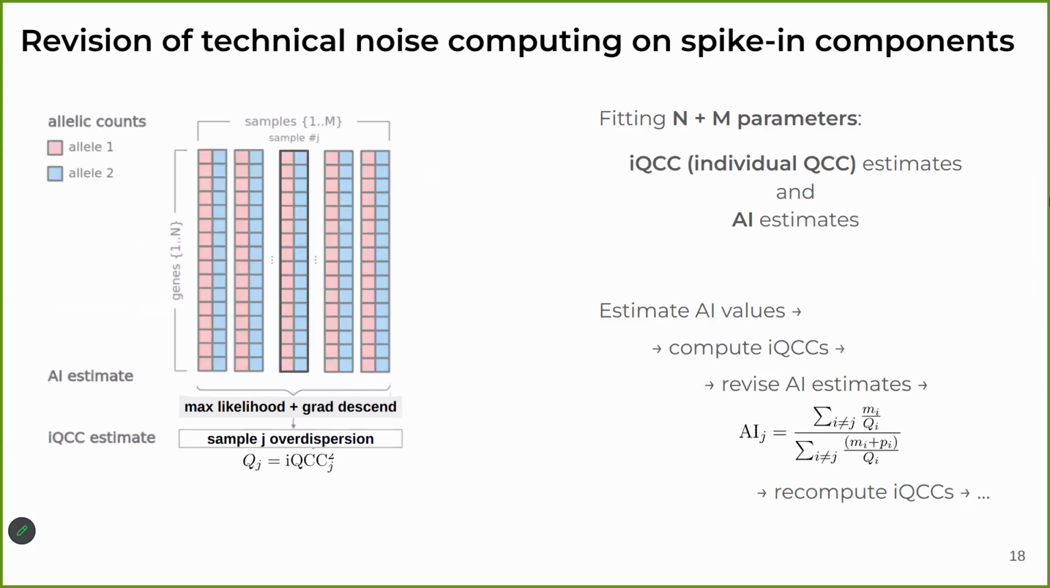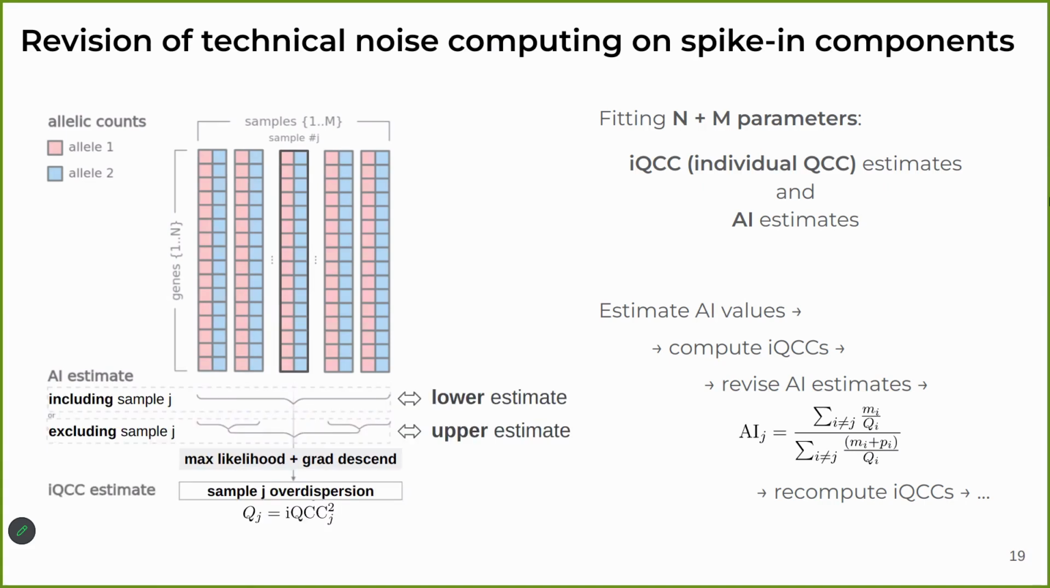Now about the procedure. Since the main advantage of the spiking methodology is the number of samples to which spiking RNA was added, we want to aggregate all information available from spiking components. To do so, we will fit n plus m parameters, where n is the number of genes and corresponds to allelic imbalance values, and m is the number of samples or individual QCC values to fit. We want to iterate estimating allelic imbalance values and fitting IQCC for each sample until convergence. Note that IQCC are fitted independently in each fitting cycle here, so it could be easily parallelized.